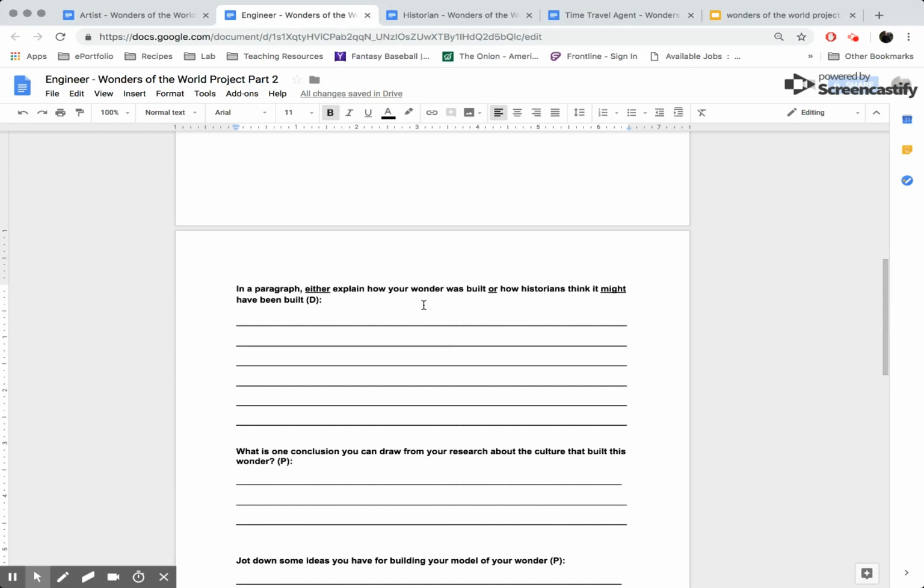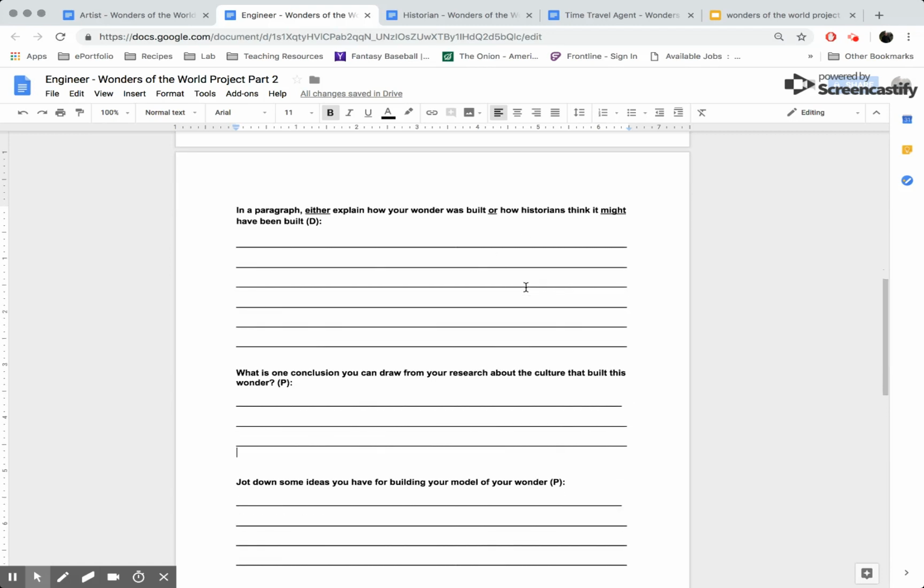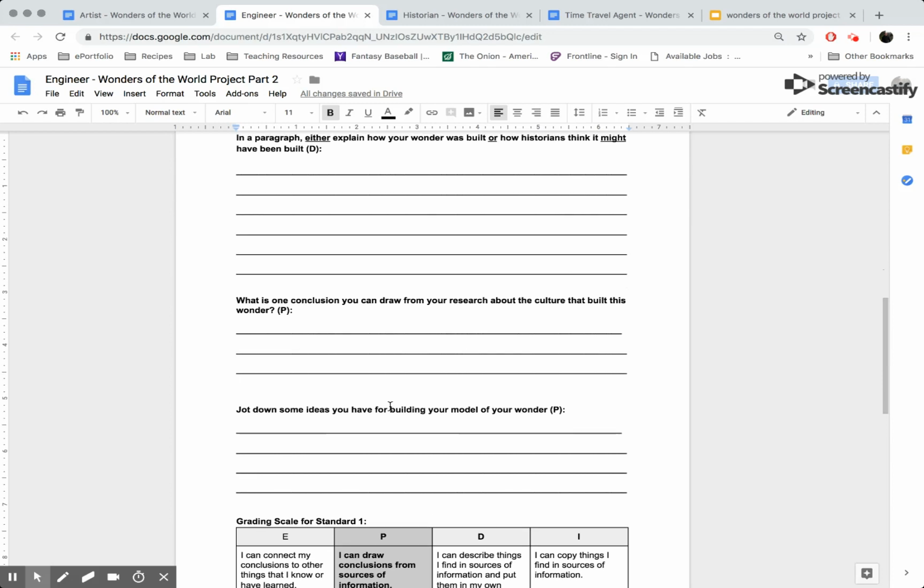And then here, you're either going to explain how it was built or how historians think it might have been built. So if we don't know for sure how it was built, then write about how we think it might have been built. The pyramids of Egypt are a really good example of one where we don't know for sure, but we have a lot of theories. Okay. And then you're going to start thinking about how you would build the model of your wonder.